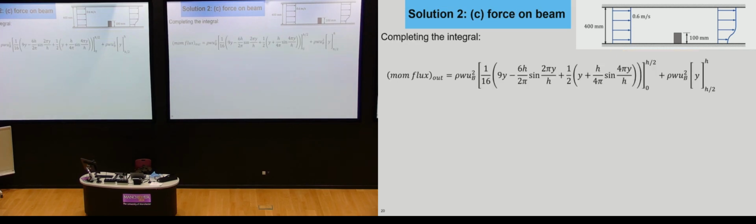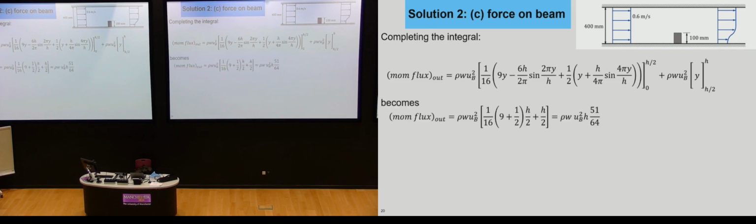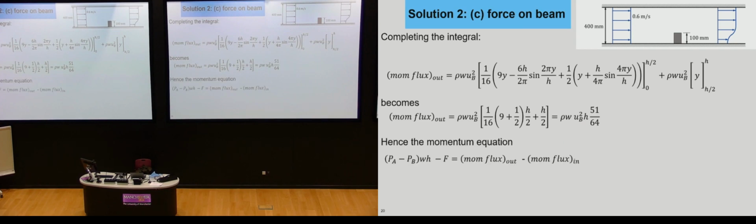If we complete the integral, we end up with our momentum flux being actually a very simple expression: rho w ub squared h times 51 over 64. So this is just the result of our momentum flux out. This now allows us to compute our force, okay? This was our momentum equation we had earlier. So PA minus PB times the area, minus the force F, must be equal to the net rate of momentum flux out of our control volume.